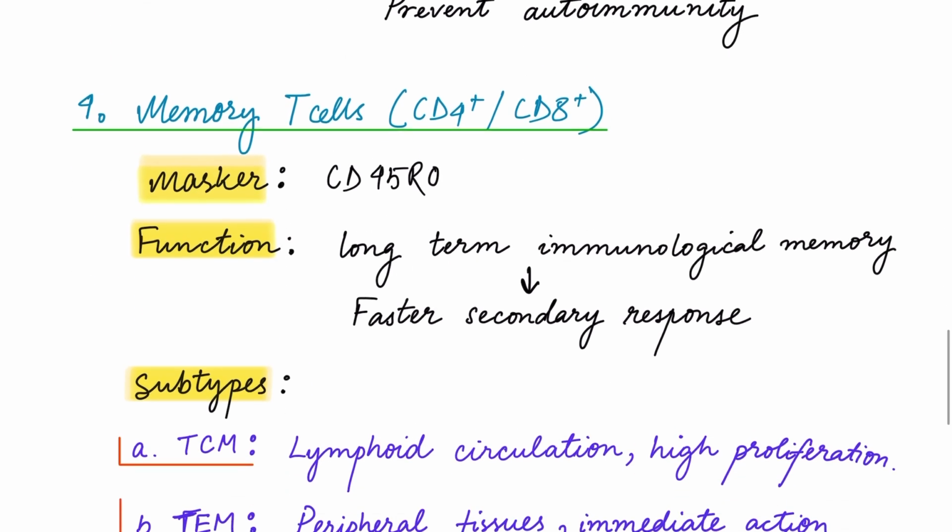Now, how do memory T cells provide long term immunity? So, memory T cells are long lived cells that remain in the body after an infection has been cleared. They are characterized by the surface marker CD45RO. Their main function is to provide immunological memory, allowing the body to respond faster and more effectively if the same pathogen enters again. There are three types of memory T cells.